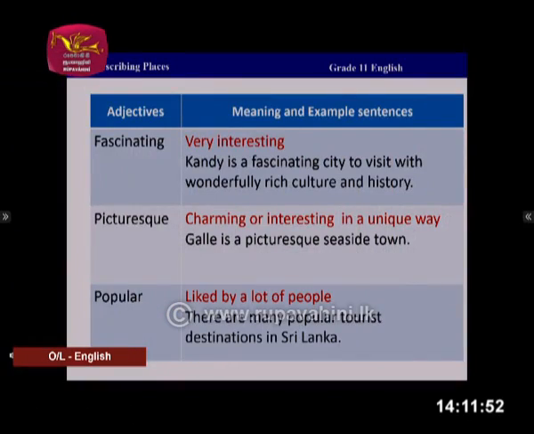Here you have another set of adjectives that you can use to describe a place. Fascinating. If a place is very interesting, you can use the adjective fascinating. Kandy is a fascinating city to visit with wonderfully rich culture and history. You can also use the word picturesque if the place is charming or interesting in a unique way. See the example there. Galle is a picturesque seaside town.